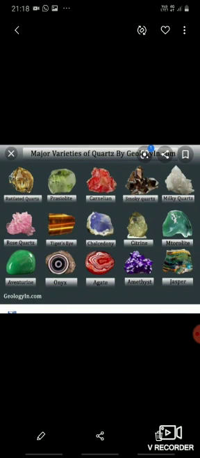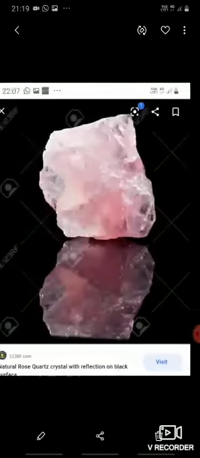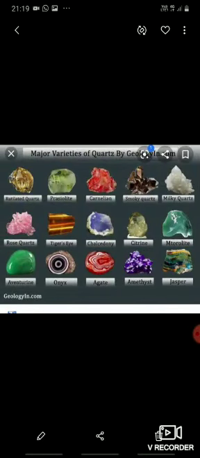Rutilated quartz, prasiolite, carnelian, smoky quartz, milky quartz, rock quartz, tiger's eye, chalcedony, citrine, tourmalinated quartz, aventurine, onyx, agate, amethyst, jasper. These are the major important types of quartz group of minerals. Rosy quartz is this one, pure white quartz is this one. You can take this picture for reference for the different varieties present in our laboratory.